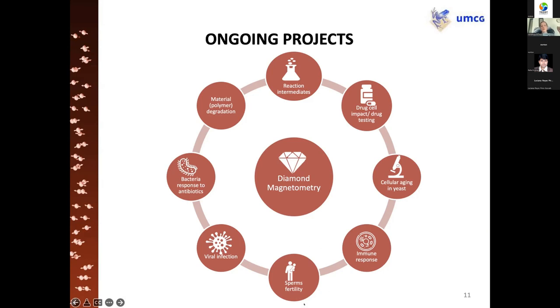And we also have a first clinical trial that we are running at the moment, where we are looking at the fertility of sperm cells, and where we are trying to correlate the radical response of the sperm cells with the clinical case, with the fertility of the couple. We have a project on viral infections, also a project on bacterial infections, but you can also imagine that you can do all kinds of non-biological things, like for instance looking at polymer degradation or reaction intermediates.